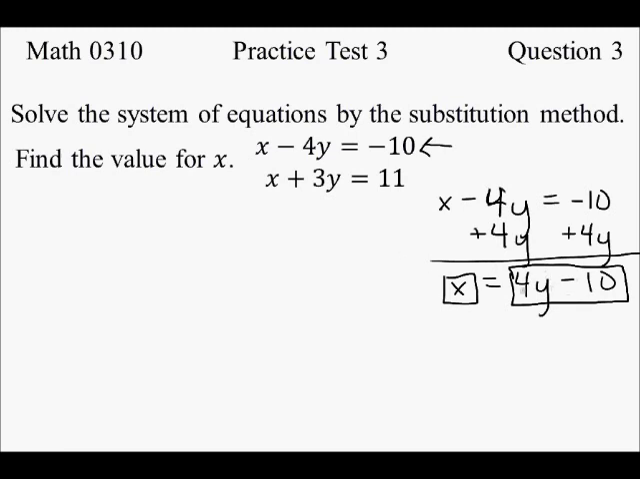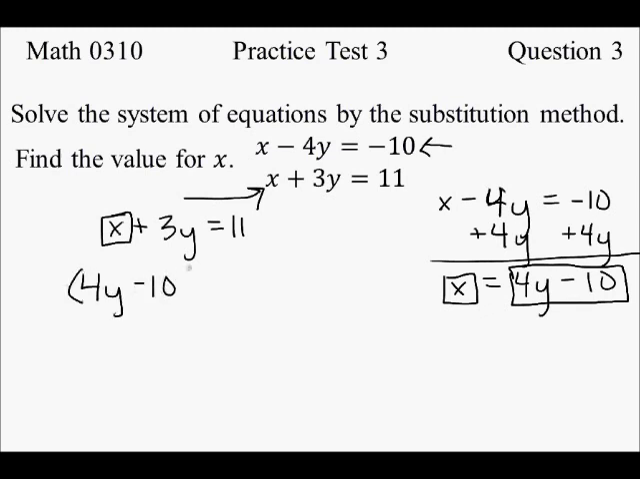And we want to take that information and place it in the other equation where x is. So now we're going to be using this equation here. We have x plus 3y equals 11, looking at the other equation. And we know what x is. x is 4y minus 10. So in place of my x, I'm going to be putting 4y minus 10. That's what we're going to have there.